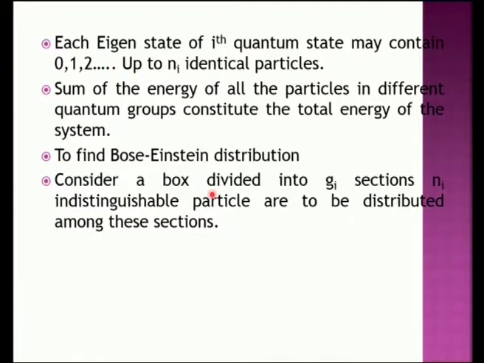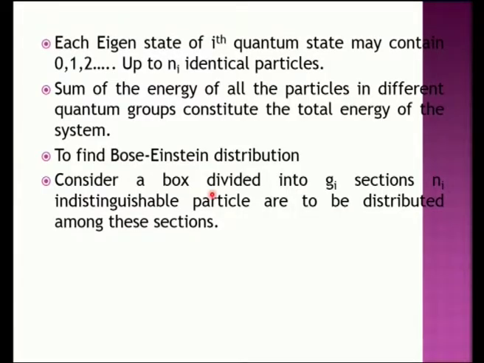Now, each eigenstate of the ith quantum state may contain the values 0, 1, 2, etc., up to ni identical particles. So, the next assumption is how many identical particles each quantum state or eigenstate contains. There may be no particles, only one identical particle, two, up to ni identical particles possible in each ith quantum state.